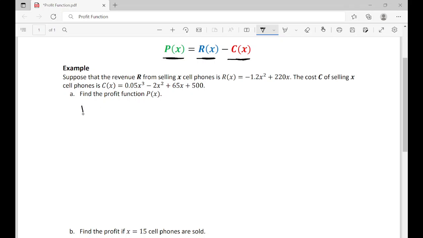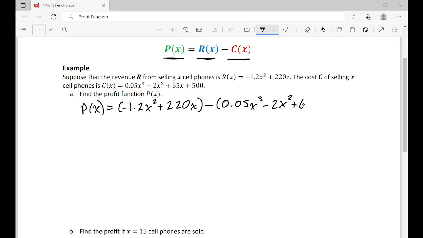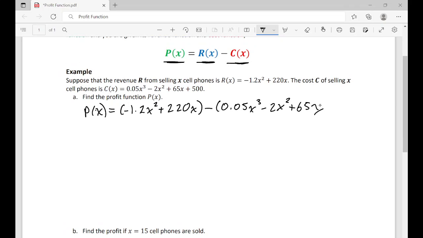So our profit function, P, is going to be revenue, so negative 1.2x squared plus 220x, minus C of X, which is 0.05x cubed minus 2x squared plus 65x plus 500. So nothing we can combine in each parentheses, so we can just distribute the negative across the second one.